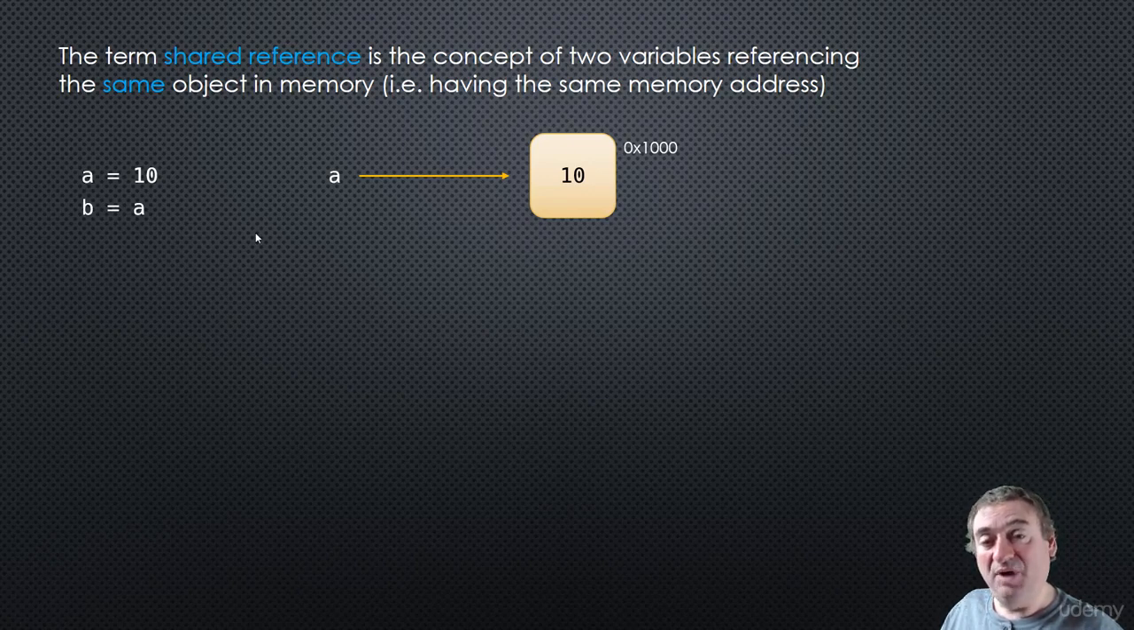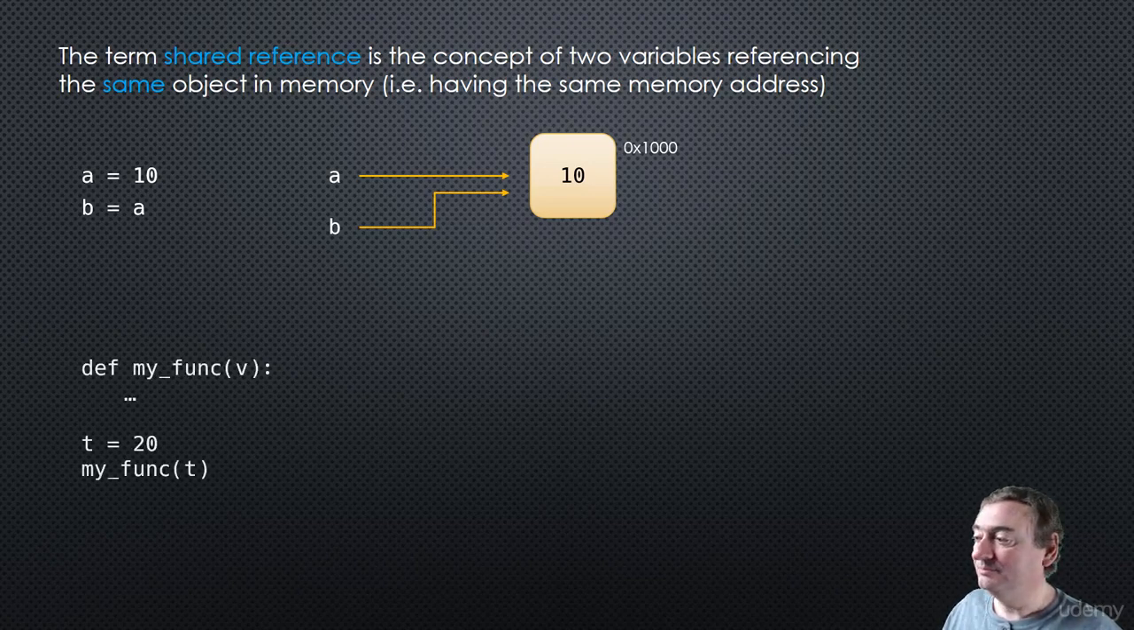Just keep in mind, Python variables are memory references. So when we say b equals a, what we're actually saying is set the memory reference of b equal to the memory reference of a. That's what that assignment is doing. It's not copying values, it's copying memory address references. So b points to the same object in memory.